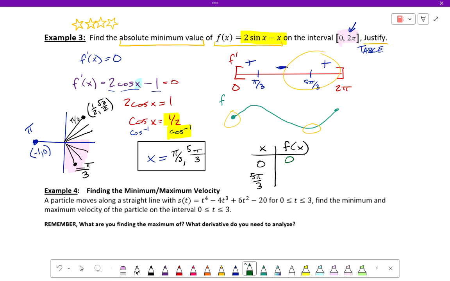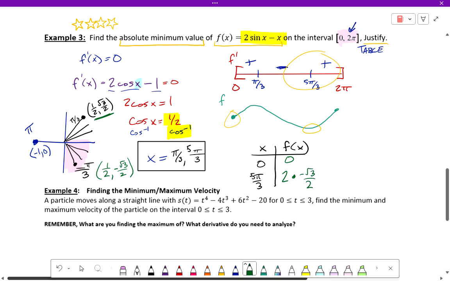Then I'm going to do 5 pi over 3. So it's 2 times sine at 5 pi over 3. Well, that's this ordered pair, but the y is negative because I'm down in the fourth quadrant. So it'd be times -√3 over 2. And then it's minus my x value. Well, my x value is 5 pi over 3. Oh, my goodness. That looks horrible, horrendous.